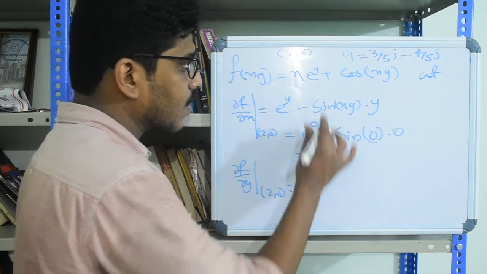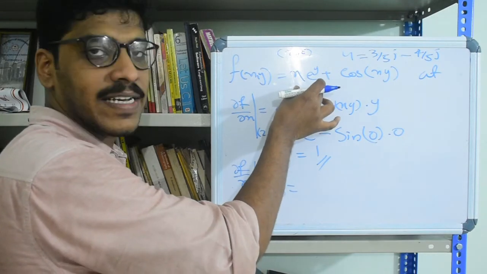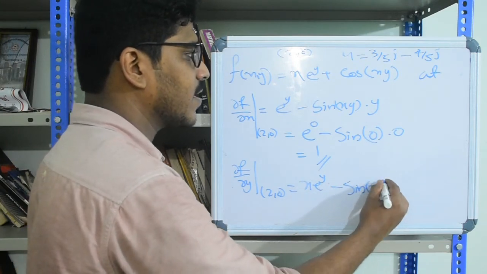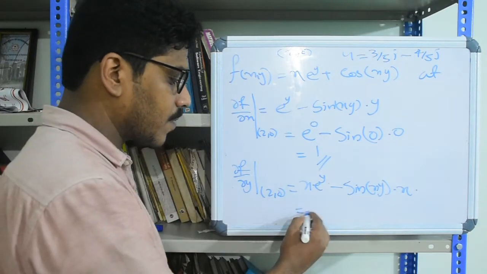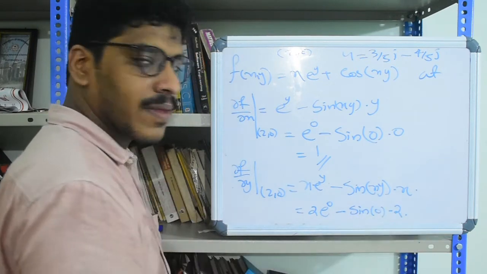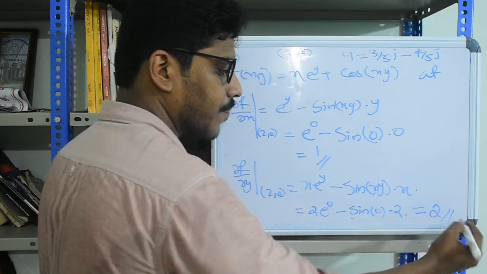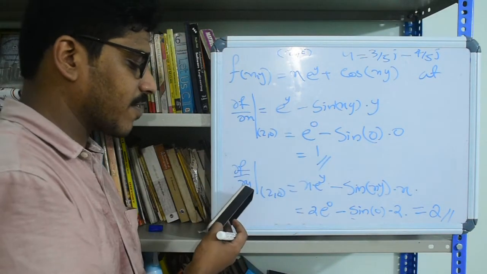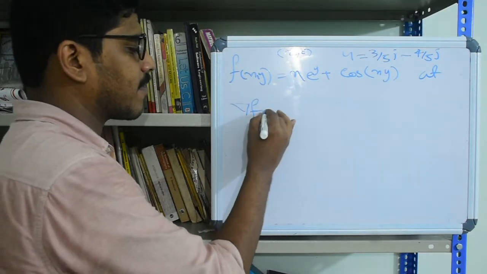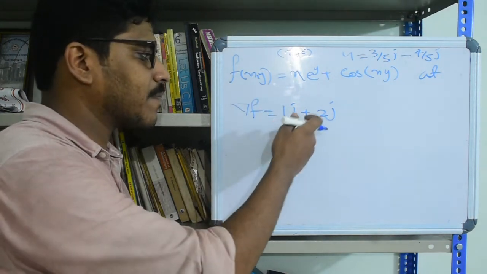And similarly, what is ∂f/∂y at (2, 0)? e raised to y has the derivative with respect to y as e raised to y itself, and x is a constant. So the derivative with respect to y of x e raised to y plus cos xy is x e raised to y minus sin xy into x. At (2, 0), this will be 2 into e raised to 0 minus sin of 0 into 2. e raised to 0 is 1 and sin 0 is 0, so this will be 2. Right. So we got ∂f/∂x as 1 and ∂f/∂y as 2. From this information, we write grad f as 1i plus 2j, since grad f was defined as ∂f/∂x i plus ∂f/∂y j.